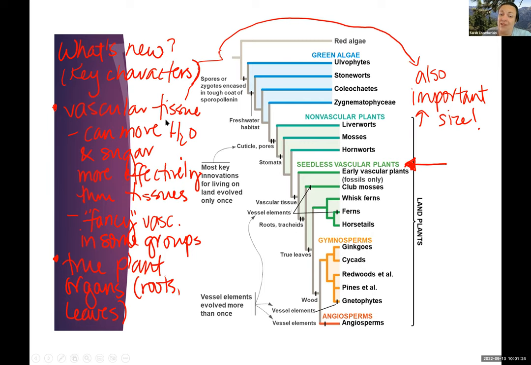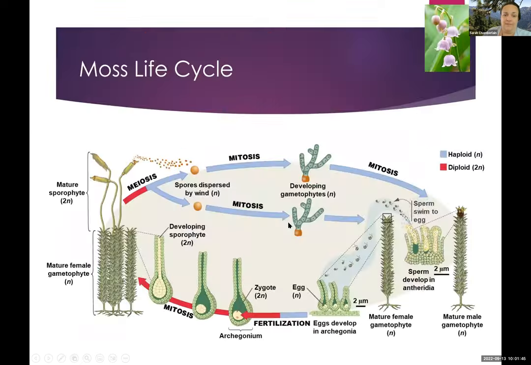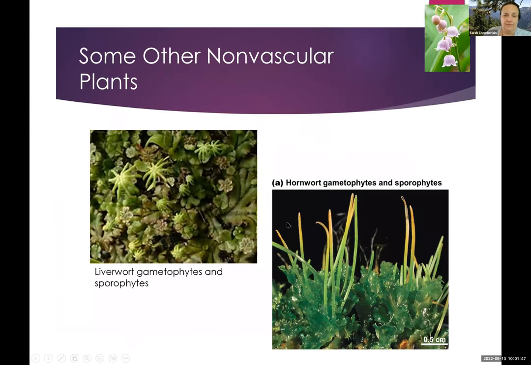So that's another use of vascular tissue. It's not just important for its vascular capabilities, but it's also important for size because it has those thick cell walls that can stand up against gravity situations. Okay. All right. Where are we?